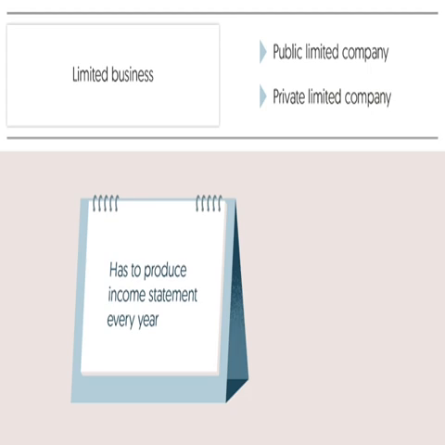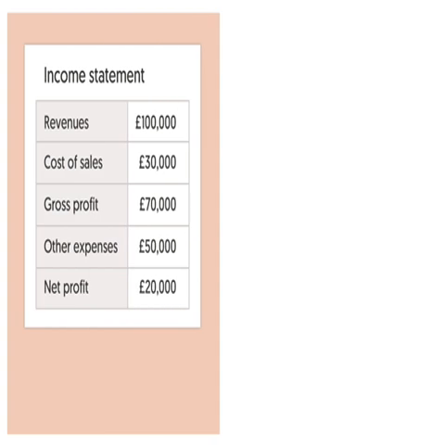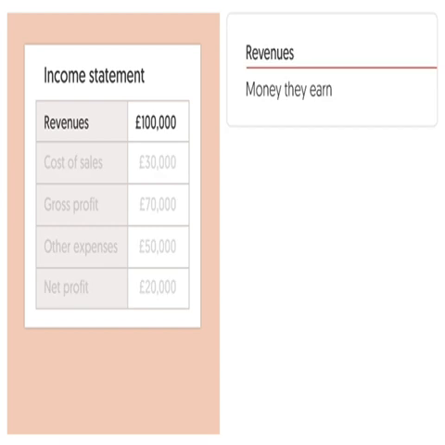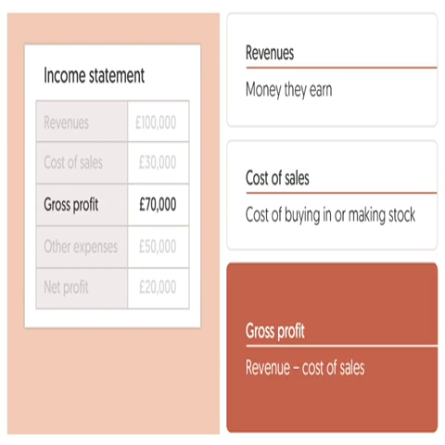A limited business, such as a public limited company or private limited company, has to produce an income statement every single year, showing all of their previous year's incomes and costs. It's laid out in the following order, and although it can look confusing, it's quite straightforward when you get used to it. The first thing businesses list is their revenues, which is the money they earn. Then they list their cost of sales, which is the cost of buying in or making stock. If they then take their revenue and subtract the cost of sales, it gives the gross profit.